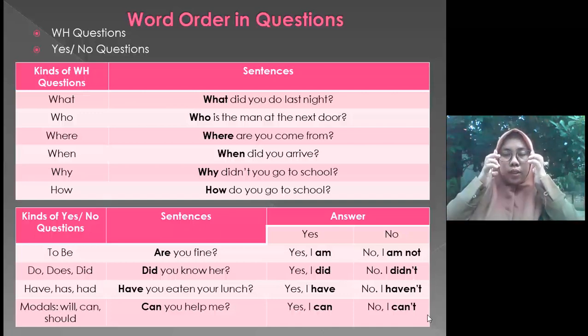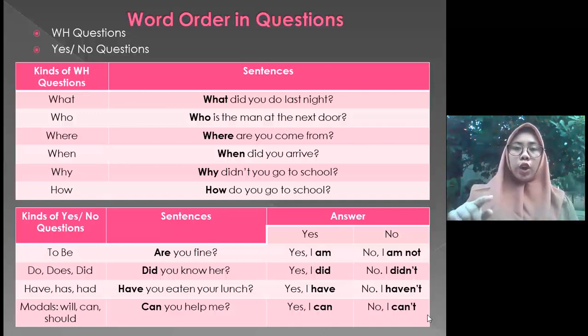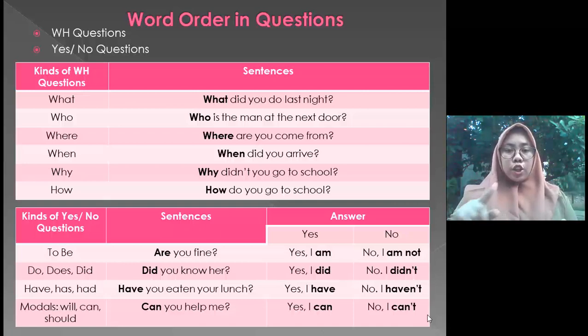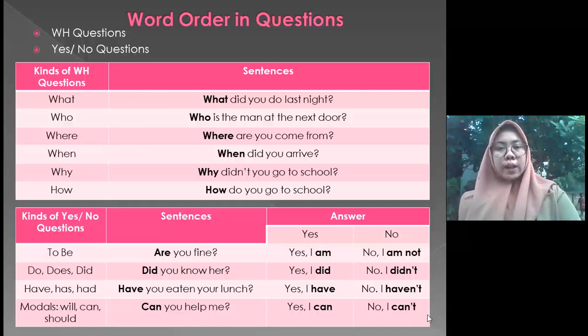Okay, the same for the yes or no question. The difference is not using a WH question word, just use the to be or auxiliary or maybe modals. Okay, for the to be, are you fine?